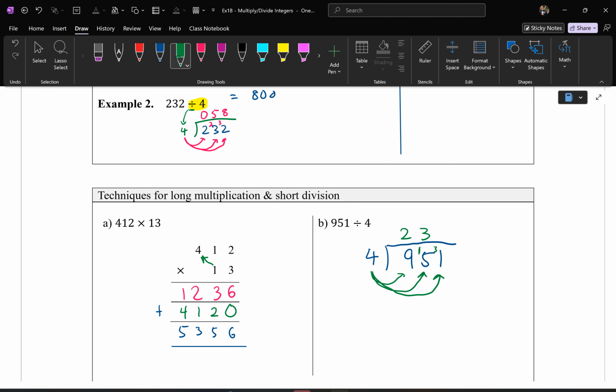Ava? 7. Because 8 times 4 is 32. It's too big. So it has to be 7. Now 7 times 4 is 28. What's the remainder? Yes, Kyle? 3. Very good. So then you write R equals 3. So it fits in 237 wholes with a remainder of 3.